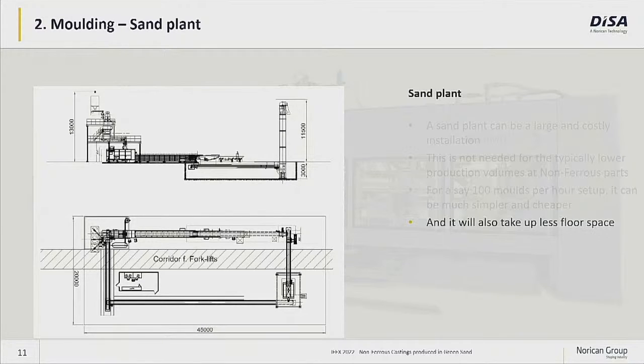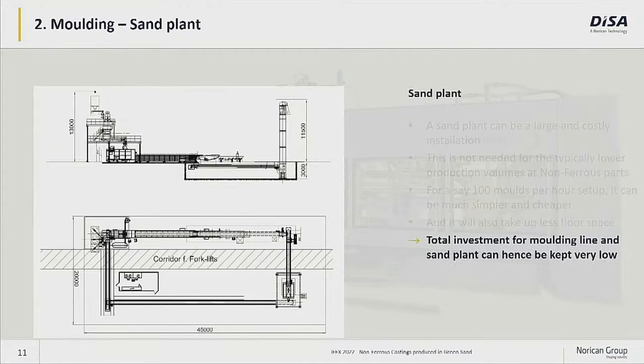hour. This of course also means that it will take up less floor space, and what is even more important, that total investment will be much smaller both for the sand plant and also for the molding machine. So actually it will match this smaller production capacity.